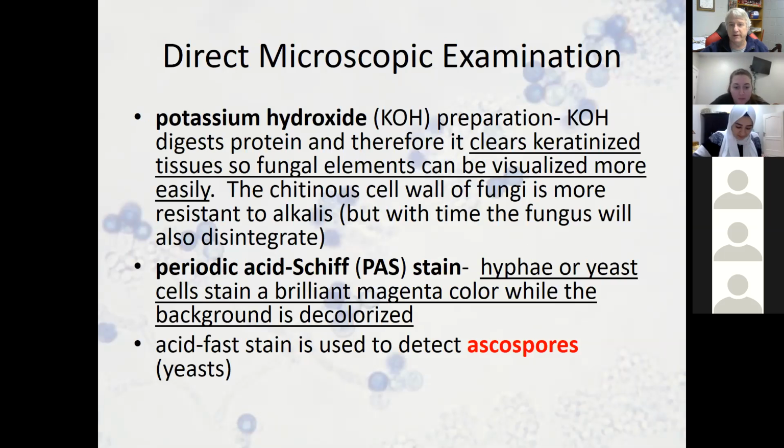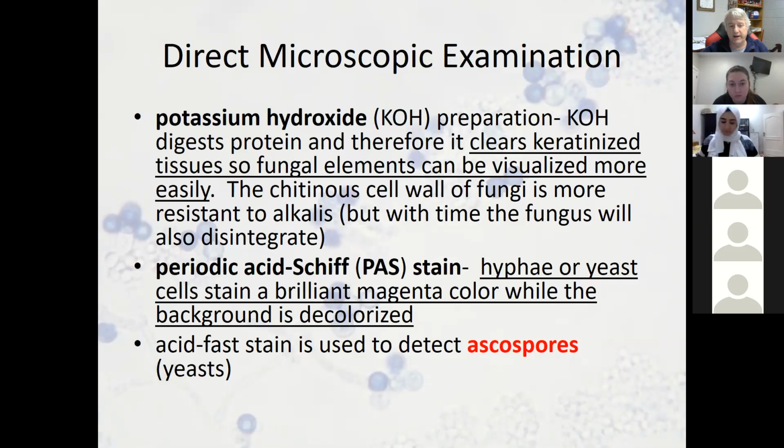So how do we go about getting that direct exam? We do a potassium hydroxide prep. A micro lab has a bottle of it. It digests the protein, therefore it clears the keratinized tissue so fungal elements can be visualized more easily. The chitinous cell wall of the fungi is more resistant to alkalis, but with time the fungus will also disintegrate.